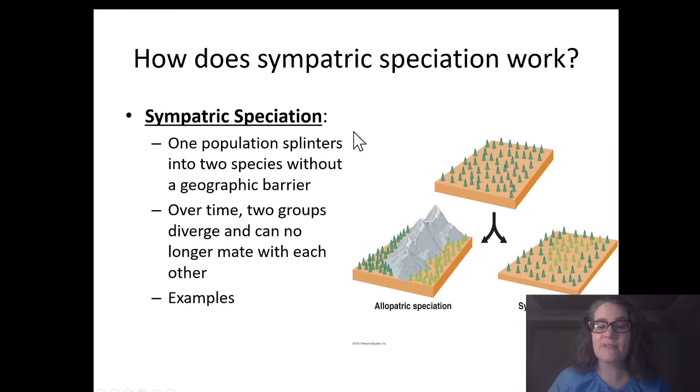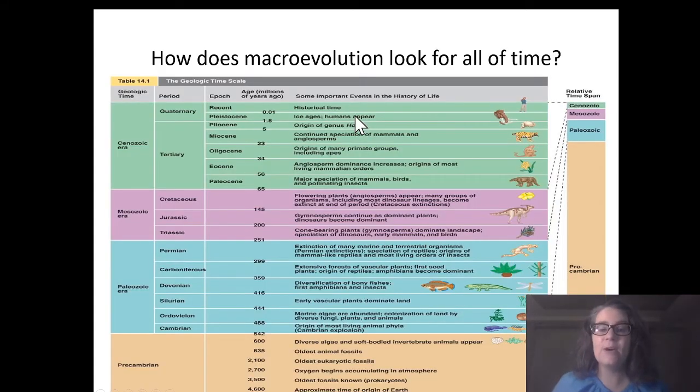This is an example of how sympatry works, where one population splinters into 2 groups without a geographic barrier. So in my example, we're using sort of chromosome numbers to splinter our population. Now, if we look at geologic timescales, like this one shown in our picture, we can see how different species have evolved on the Earth's surface.